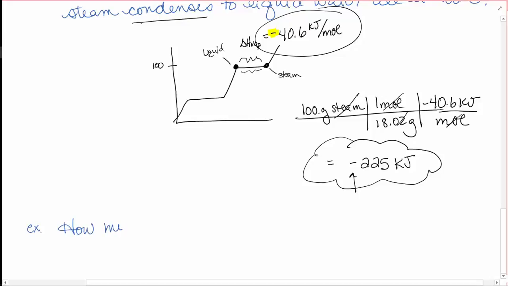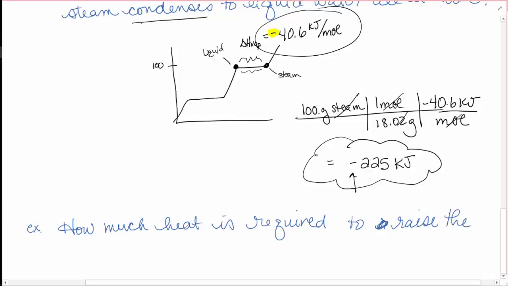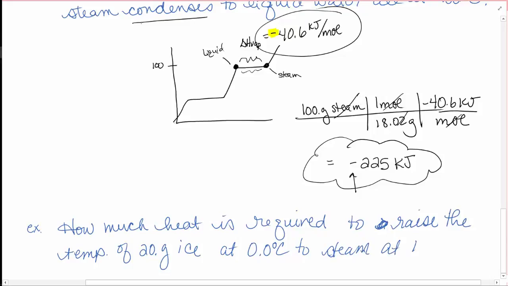All right, last example. How much heat is required to raise the temperature of 20 grams of ice at 0 degrees Celsius to steam at 100 degrees Celsius?